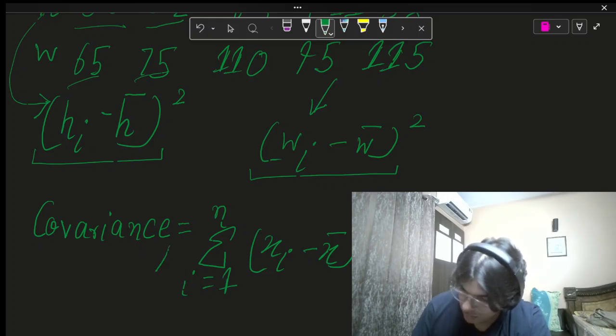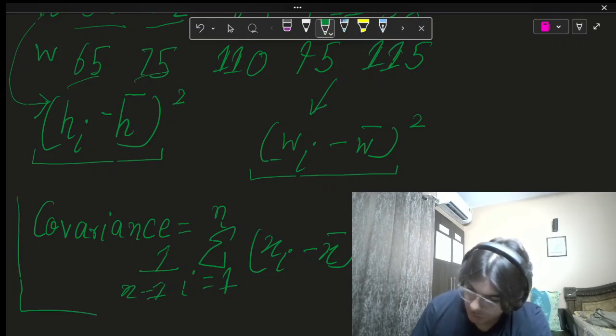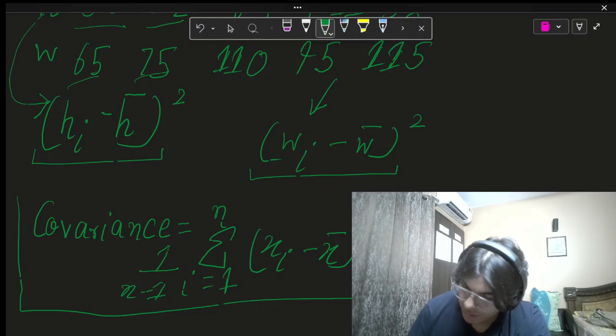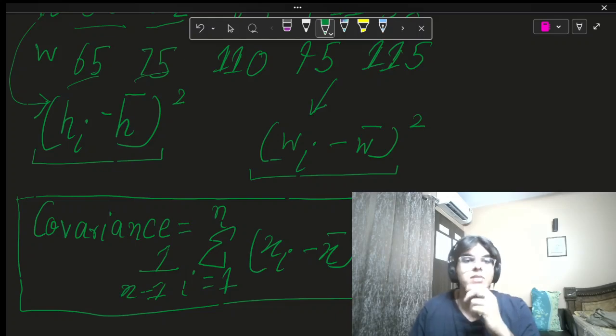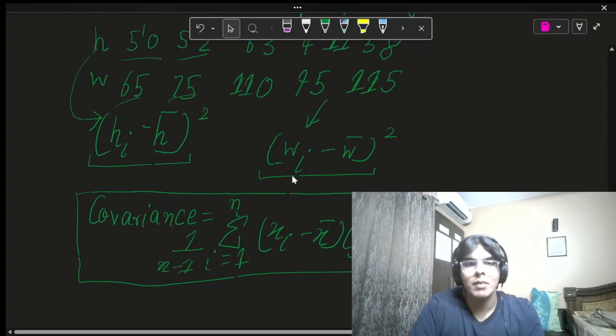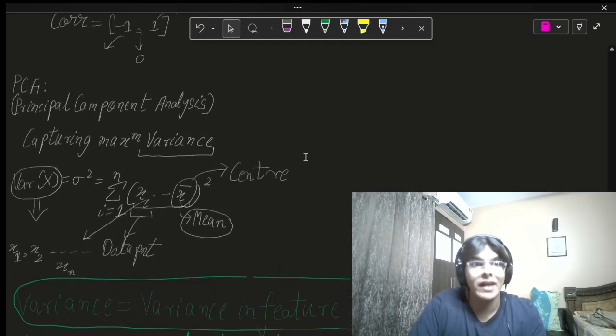Okay, this is 1 upon n minus 1. So this is what the formula for covariance looks like. It is basically representing the variance, but rather than for individual features, it is talking about the relationship between two features. Now again, jogging back your memory very quick, why are we doing this?